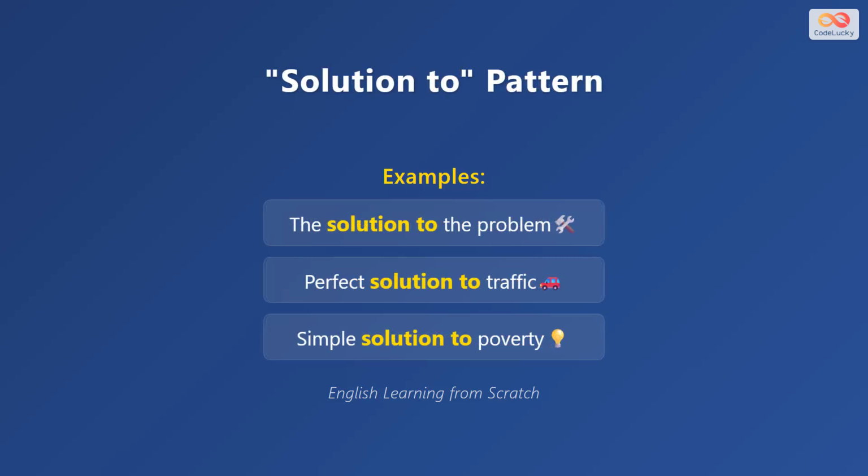Examples with solution to include sentences like, the solution to the problem is clear. Another example is, finding a perfect solution to traffic issues requires effort. You could also say, simple solutions to poverty can make a big difference. These sentences help you see how solution works with to in context.